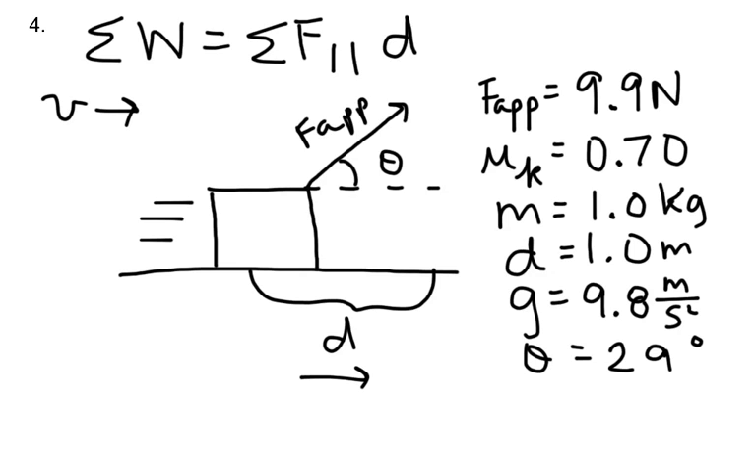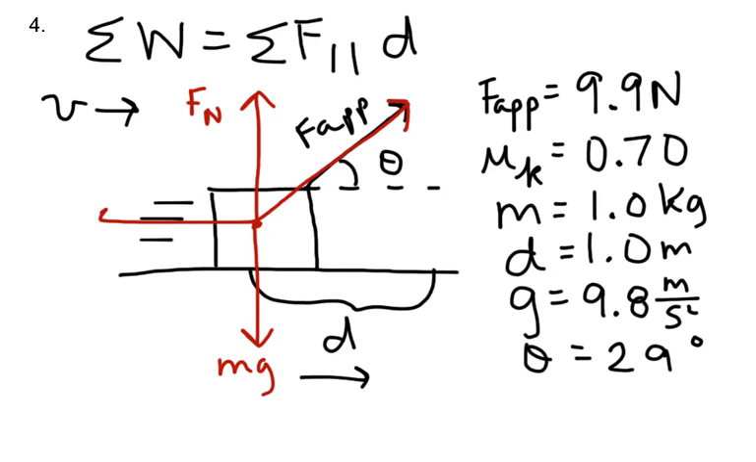And the first thing we're going to do is we're going to draw a free body diagram. So we're going to draw the center here. Our first force is that applied force. We have the weight of the block. We have the upward normal force. But we also have a frictional force, a kinetic frictional force, which is opposite to motion. So here is our free body diagram.